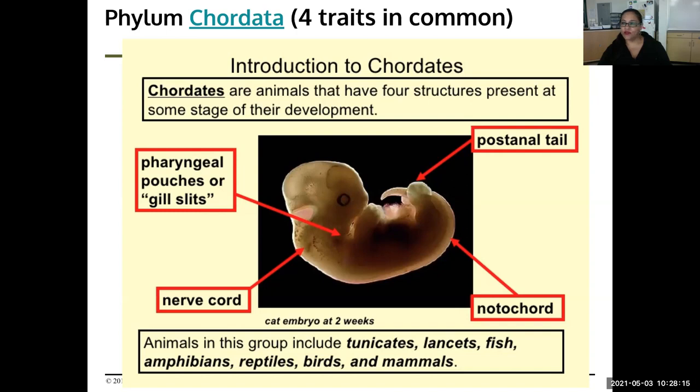So chordates have 4 main traits in common, 4 structures present at some stage in their development. They have pharyngeal pouches or gill slits. Even us, we have gills when we are embryos. A nerve cord and a notochord that eventually become our spinal cord and our vertebrae. And a post-anal tail. We still have a tail. It's the very, very end of our vertebral column. But we don't show the tail once we're adults.